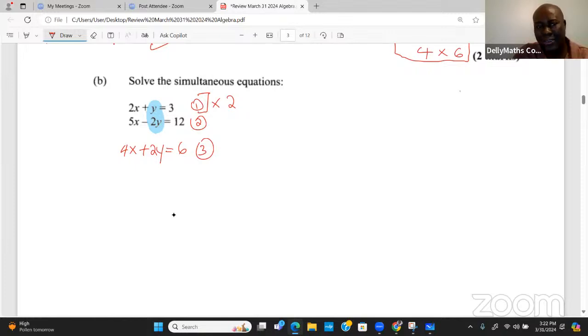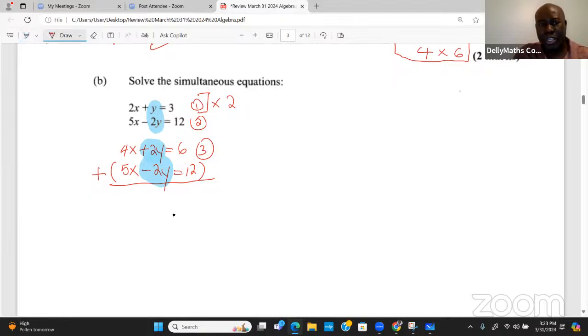Now, let's take a look at equation 2 that I had before. It is 5x minus 2y equals 12. That's my equation 2. If we add these equations, you're going to notice that because we have a negative 2y and a positive 2y, when you add, it becomes 0. And that is the intention of eliminating. My intention is to get a 0 for one of those variables.